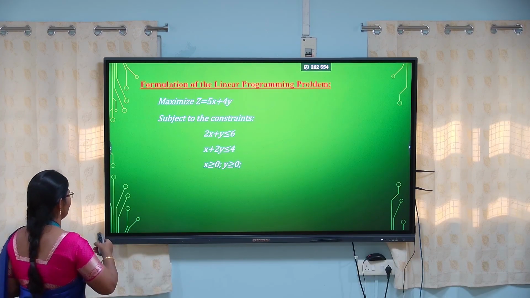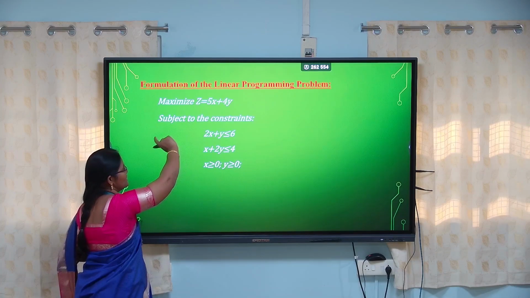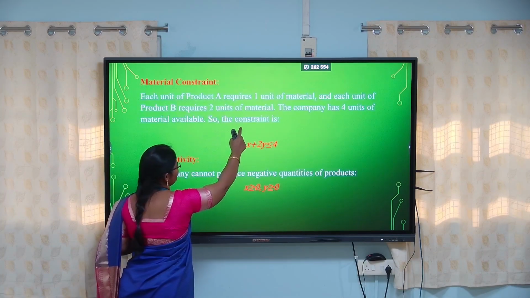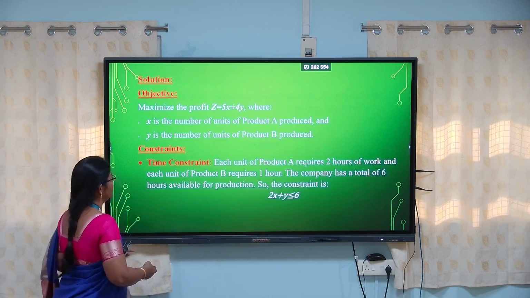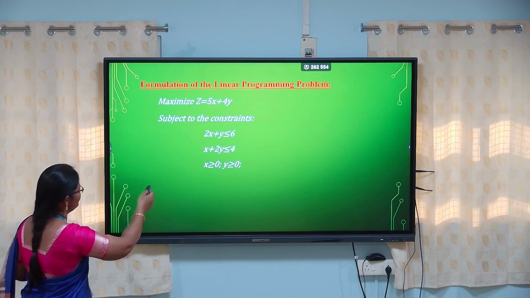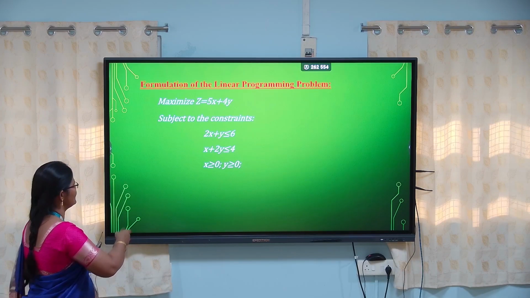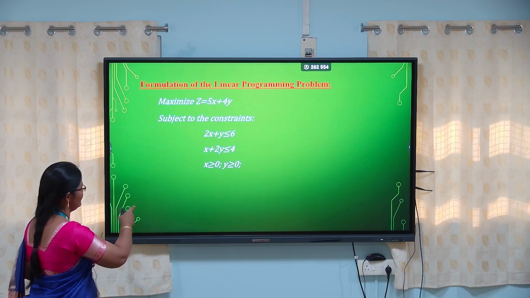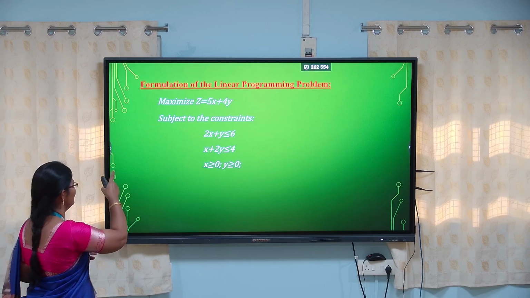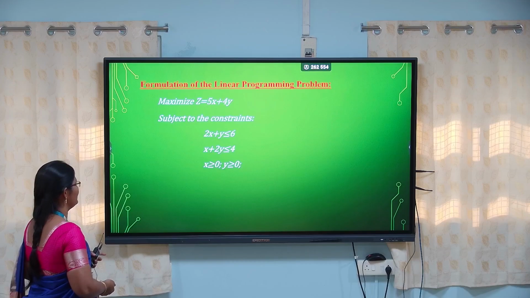First one is a maximization objective function. Second is the constraints, and third one is the non-negative restrictions. These three conditions are essential to solve a linear programming problem.